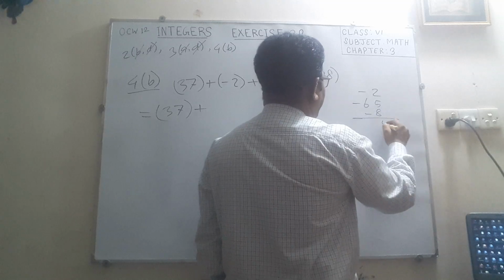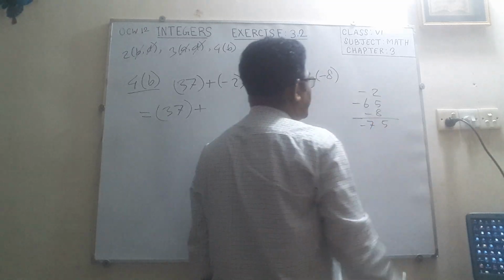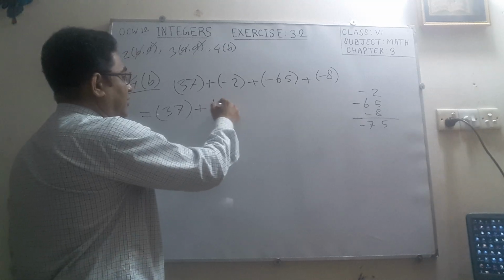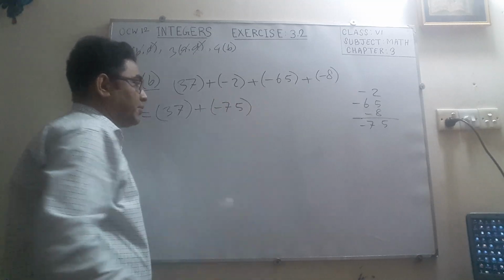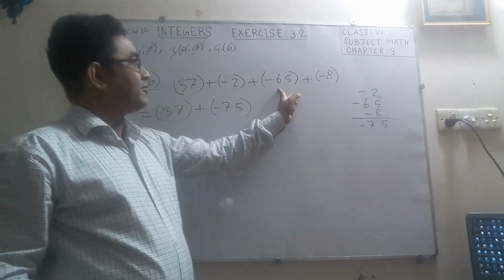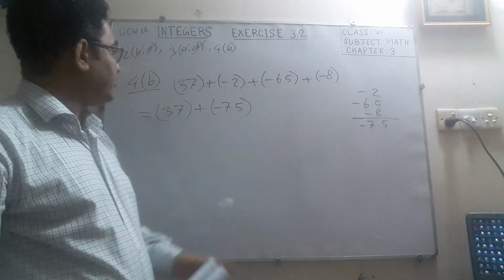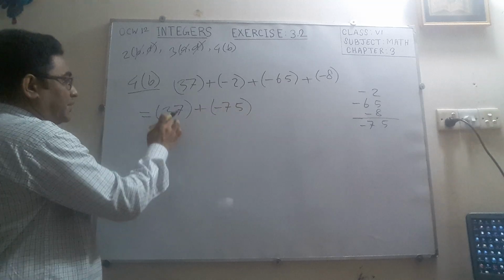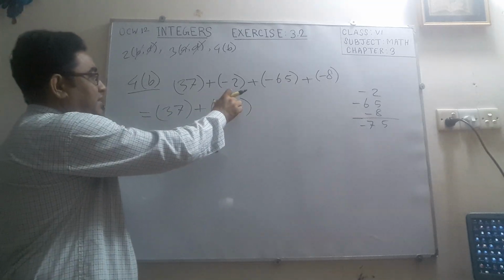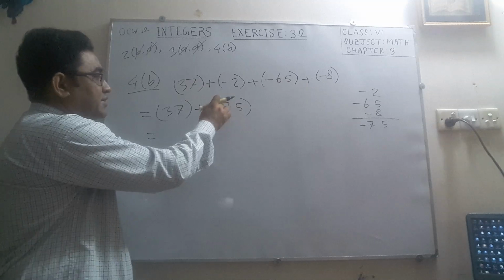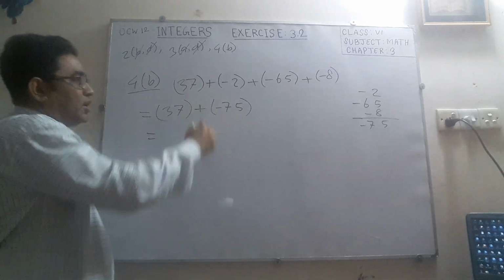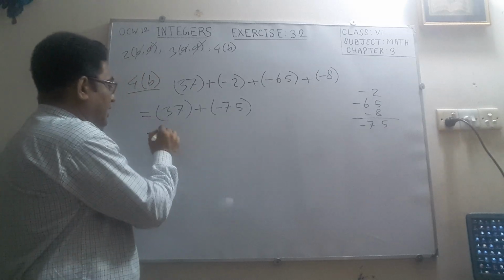Adding 2, 65, and 8 gives minus 75. So we can write here minus 75. How many minus numbers are here? Minus 2, here minus 65, here minus 8, that means minus 75. Now minus 75 and plus 37, which sign is stronger? That means here minus is the larger number, minus 75 but plus 37. So the sign would be minus.